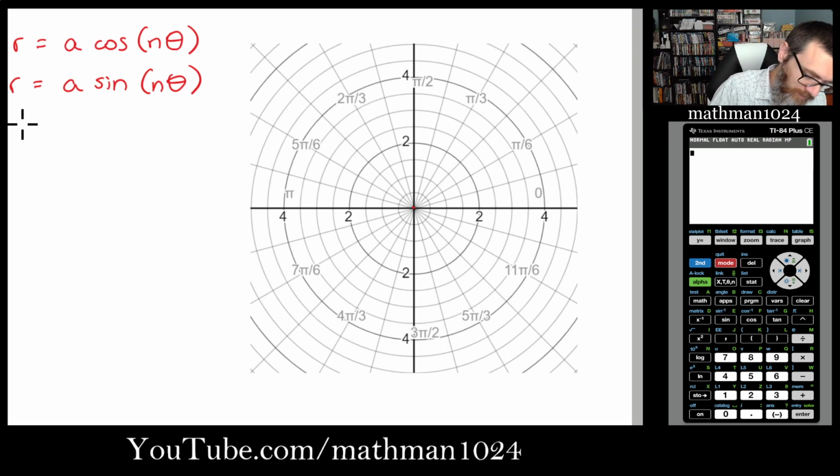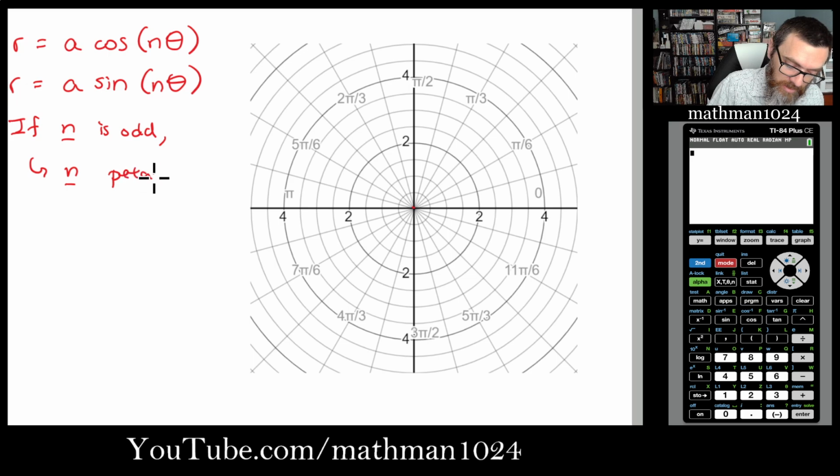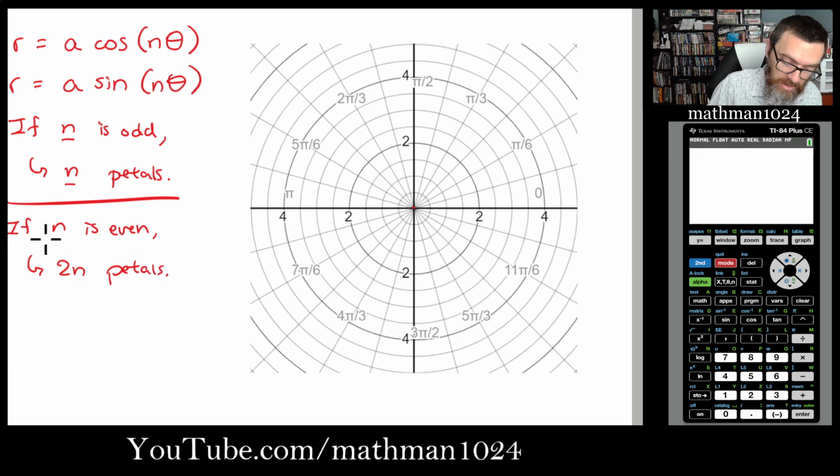So if n is odd, then we have n petals. However, if n is even, then we're going to have 2n petals.